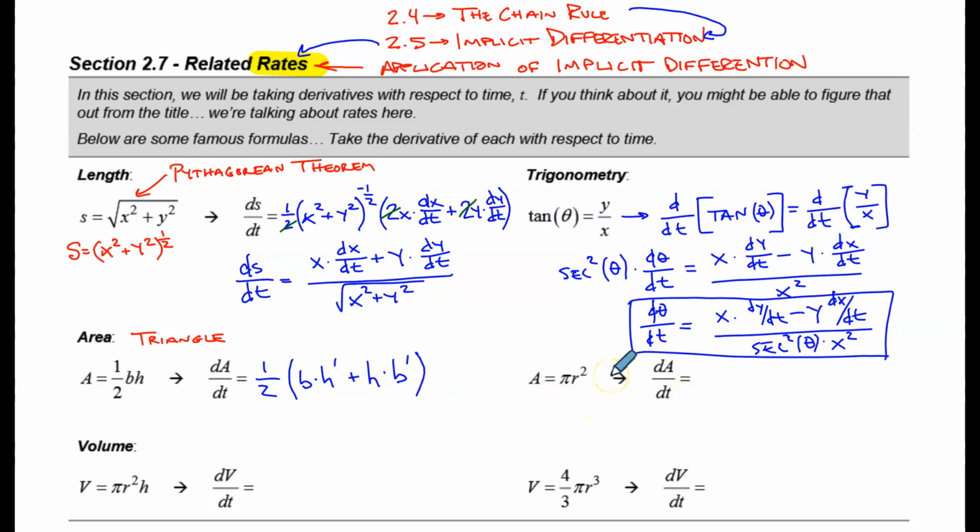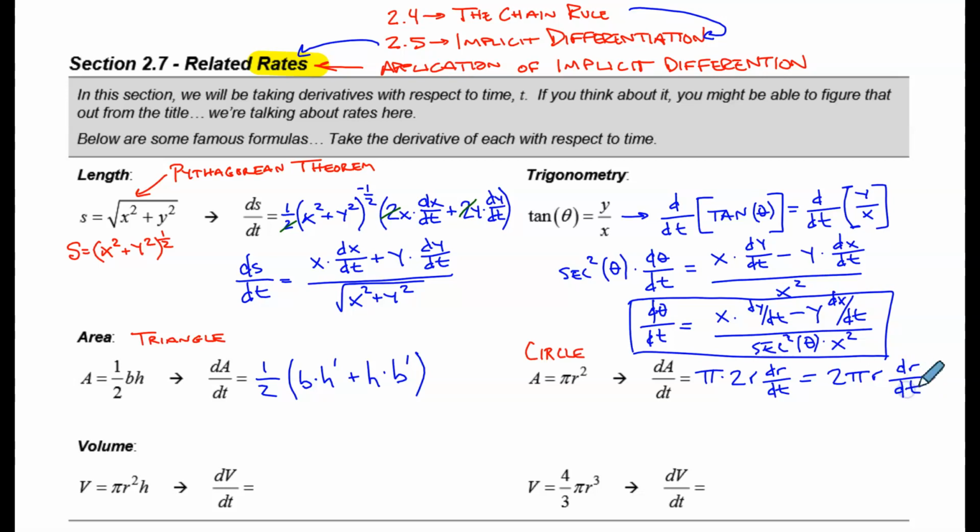Let's now look at the area formula here. This is pi r squared. I hope you recognize that as the formula for the area of a circle. And the rate of change of area there? Well, I have pi, which is a constant, times radius squared. Radius is the variable quantity there. So this one is going to be pi times, I have to differentiate r squared, so that's 2r times dr/dt. And I'm going to rewrite this as 2 pi r times dr/dt.